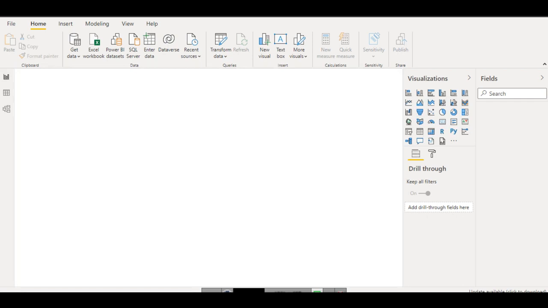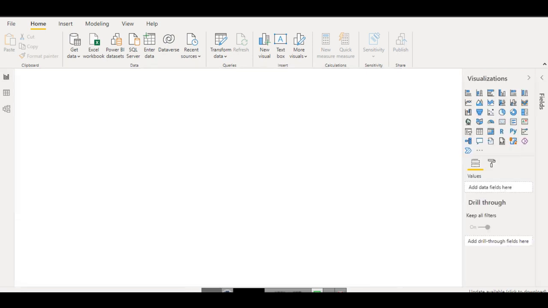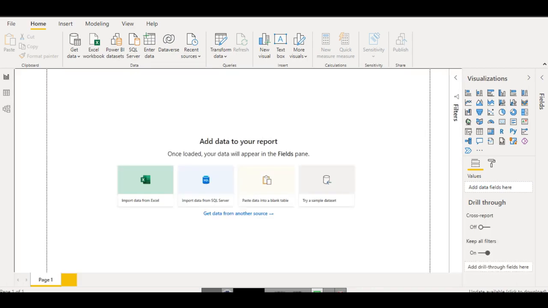So that was the overview I wanted to give you. Now we will go into DAX and start writing the code to develop our KPIs.